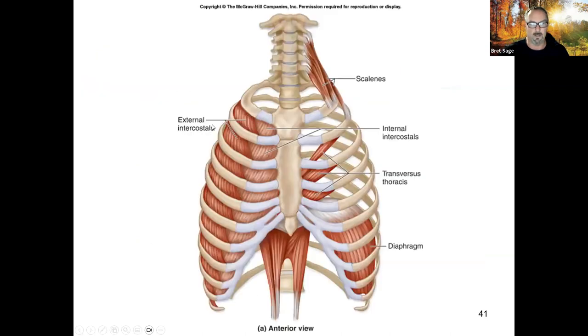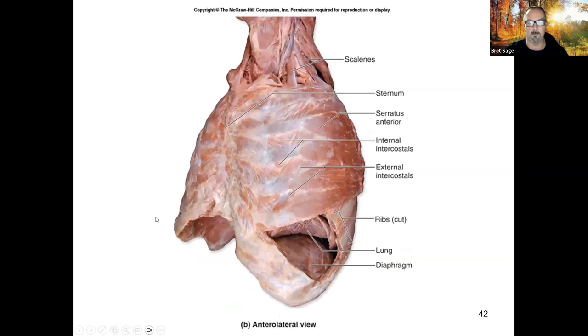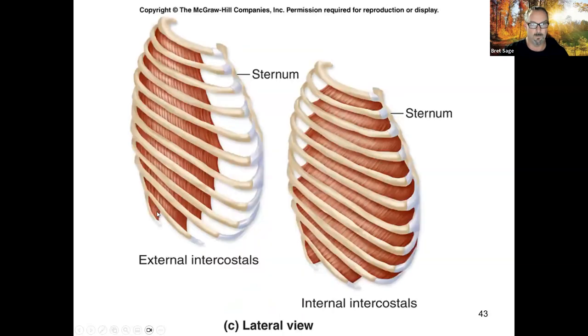So you can see some of these muscles here. These are intercostals that raise and lower the ribs. And the diaphragm is what contracts to increase the volume of the chest cavity. When this contracts, air moves in because the pressure is lower. It's a little counterintuitive. When pressure is low, air rushes in. When pressure is high, air rushes out. The scalenes also help lift the ribs. And this shows you those same muscles in a cadaver.